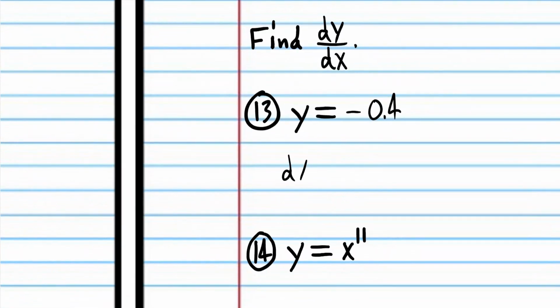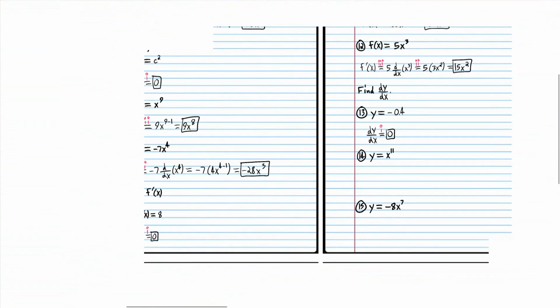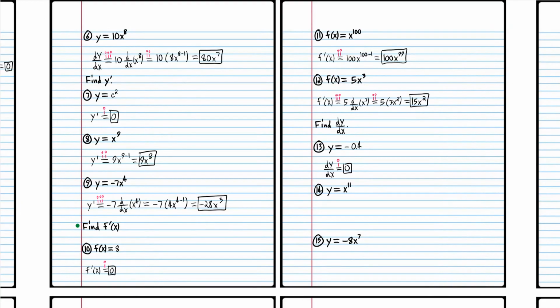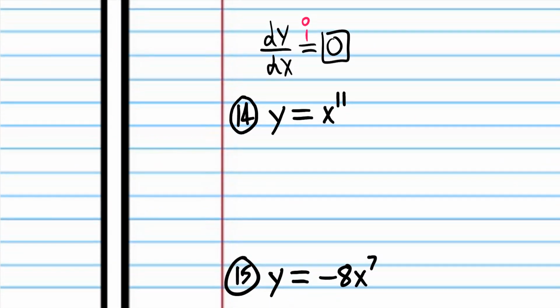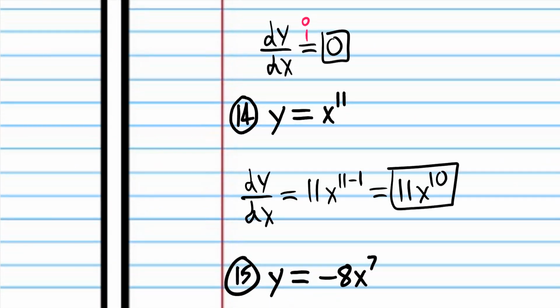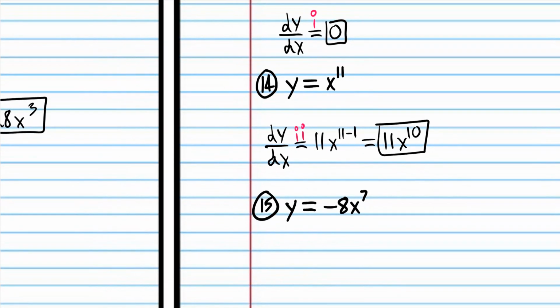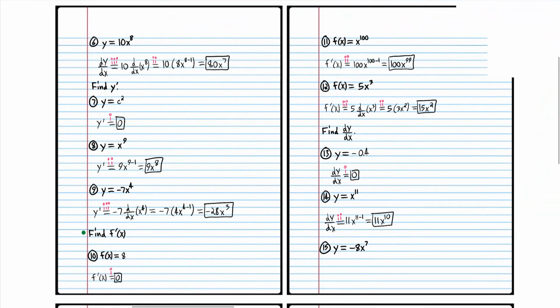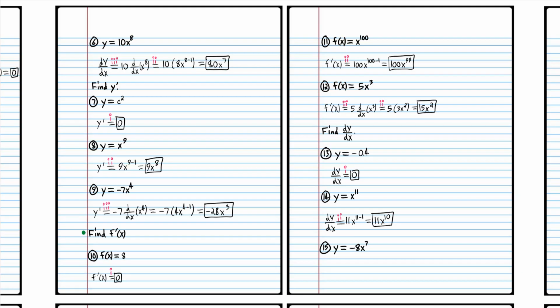Okay, we're back. So the derivative is 0. That's just formula number 1, because negative 0.4 is just a constant. The derivative of any constant is just 0. So if you got that right, good. Try number 14. When you come back, we'll do it together. All right, we're back. So that is the power rule, differentiation formula number 2. So if you got that right, excellent. Go ahead and try number 15. You're going to use the constant multiple rule. When you come back, we'll do it together.